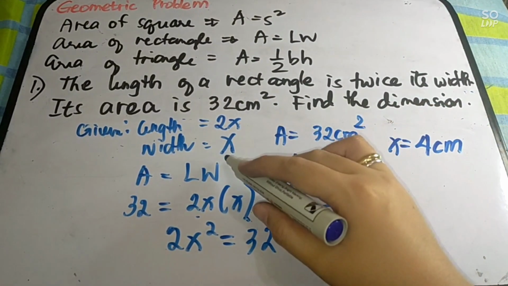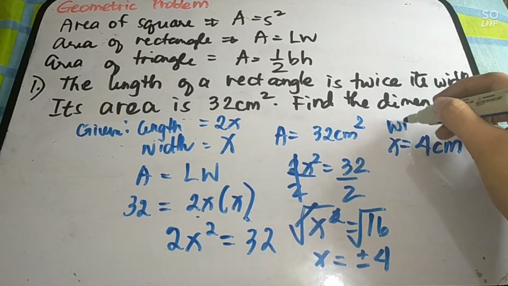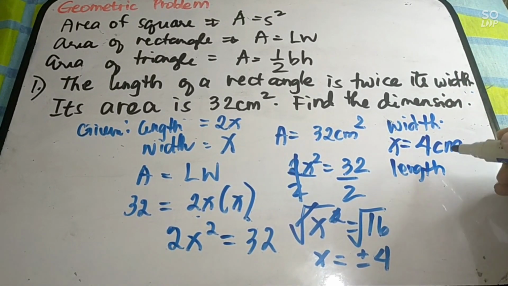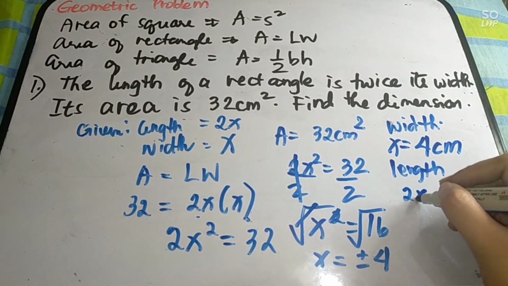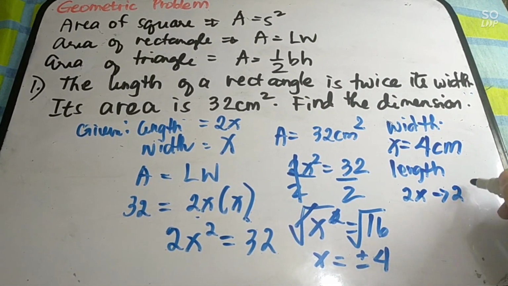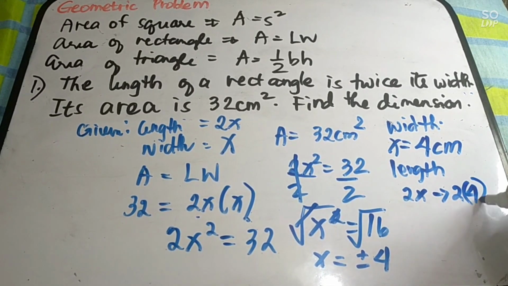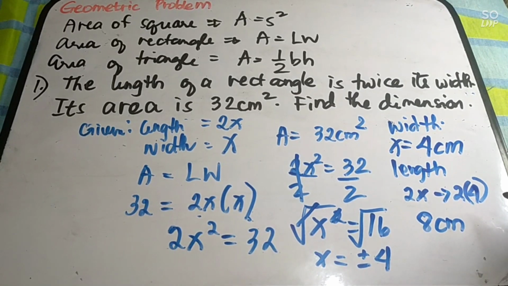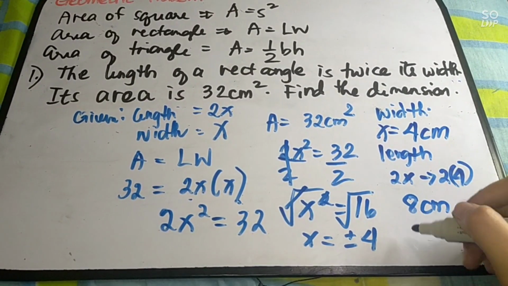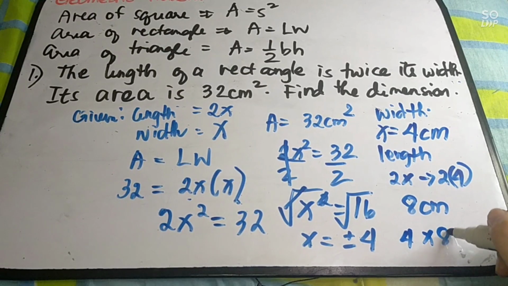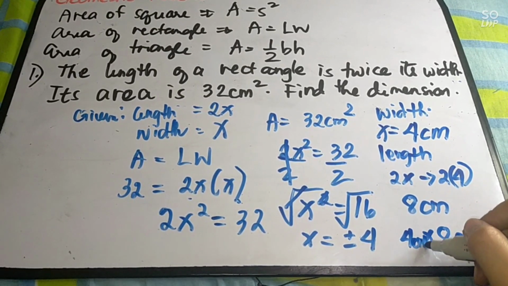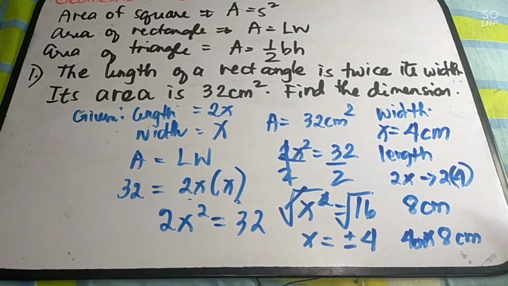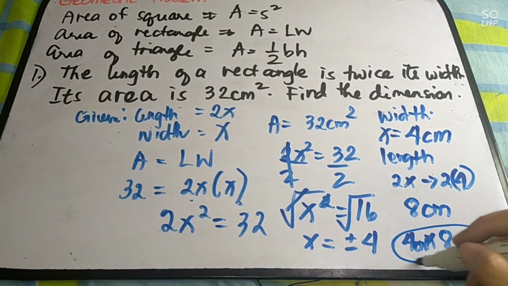So, since ang x mo ay 4 centimeter, this would be your width. Then, for the length, anong gagawin nyo? Ang length mo is 2x. So, just substitute. 2 multiplied, ang x mo is 4. 2 times 4, the answer is 8 centimeter. Is it clear? Therefore, your dimension is 4 by 8 centimeter. Or your width is 4 centimeter and length is 8 centimeter. Is it clear?